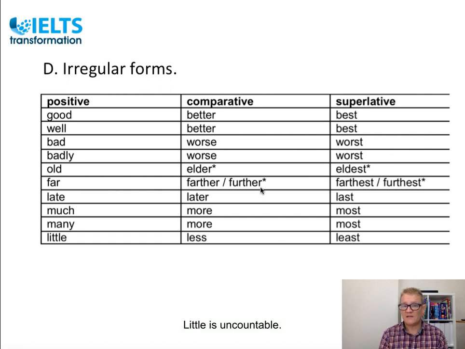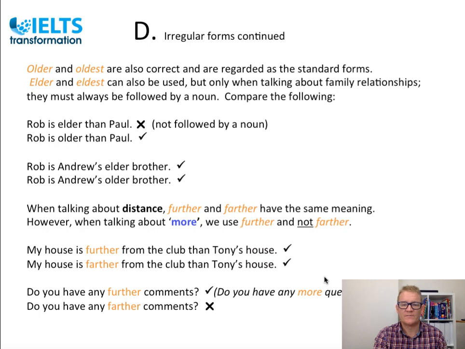Little is uncountable. I have little money in my pocket. I have less money in my pocket than yesterday. Today I have the least amount of money, the least money in my pocket than the rest of the week, compared to the rest of the week. Okay, so those are irregular. All right.